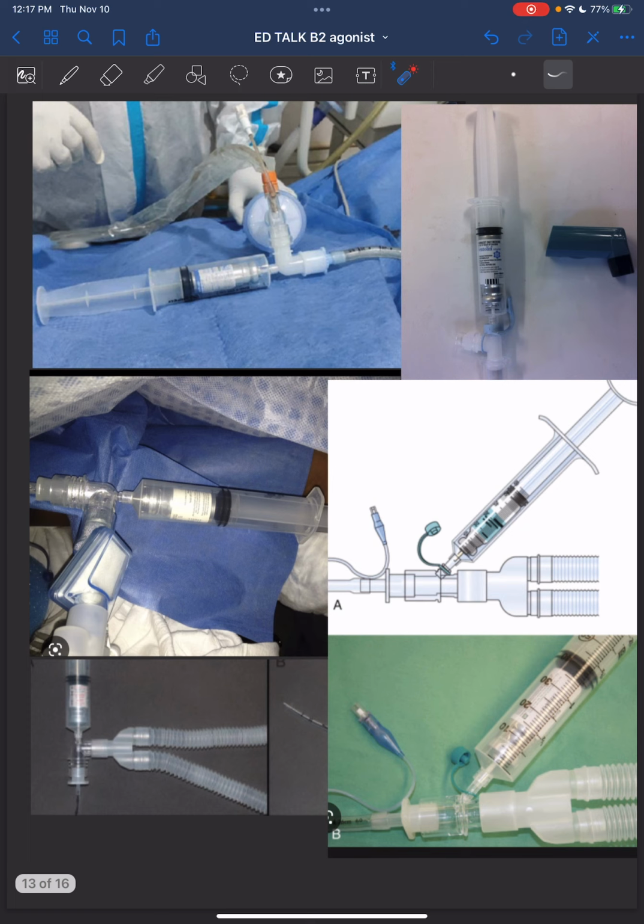But you can do the good old 60 milliliter syringe anesthesia hack, where you take the agent, you put it into a cc syringe, attach it to the end tidal CO2 sampling port, and deliver it to the patient. Here's examples of how that looks like.